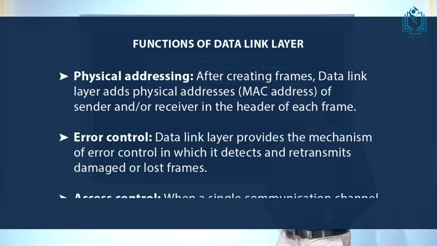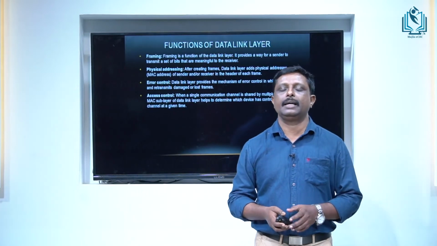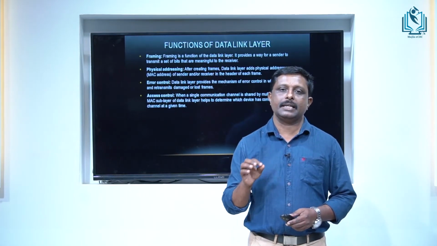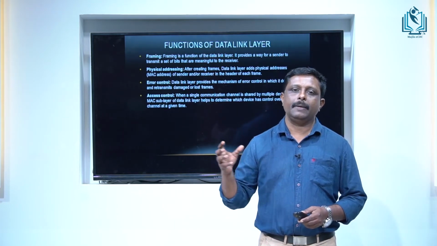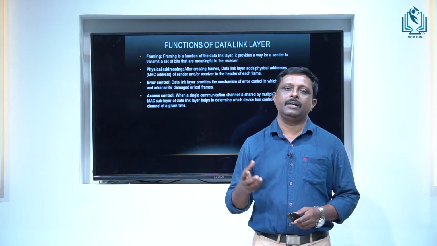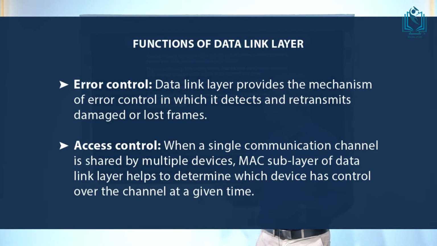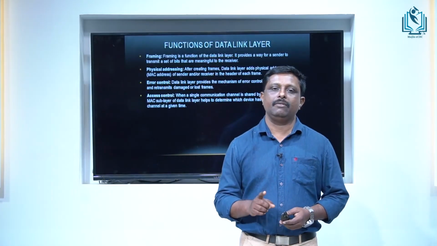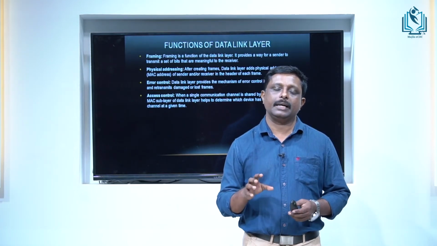Next one is error control. Different coding schemes are used by the data link layer to detect errors in the bits transferred from devices, which are checked by the receiving end. If any error is detected, the data is retransmitted. It is called error control. Access control. When more than two devices are using the same link, only one of the devices can access the medium at a time. It is controlled by the data link layer.